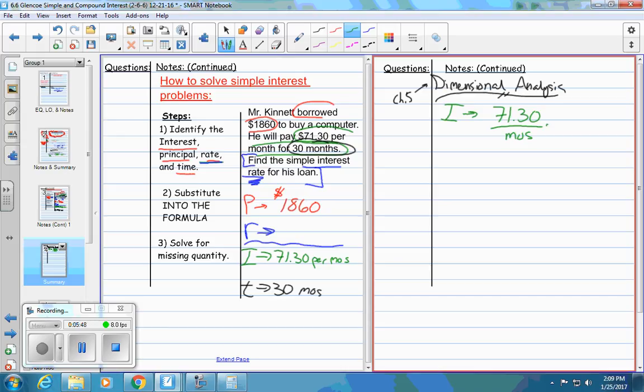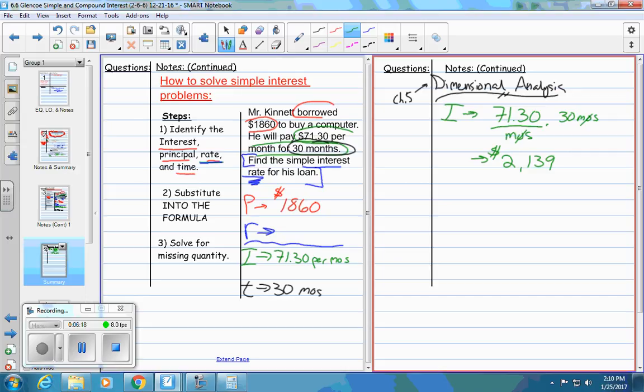I actually don't want months in the answer anymore. I just want to know how much money my interest will be. Those months reduce: 71.30 times 30. You can use your Google calculator right now. What is 71.30 times 30? What does that get you? Yeah, that equals $2,139.